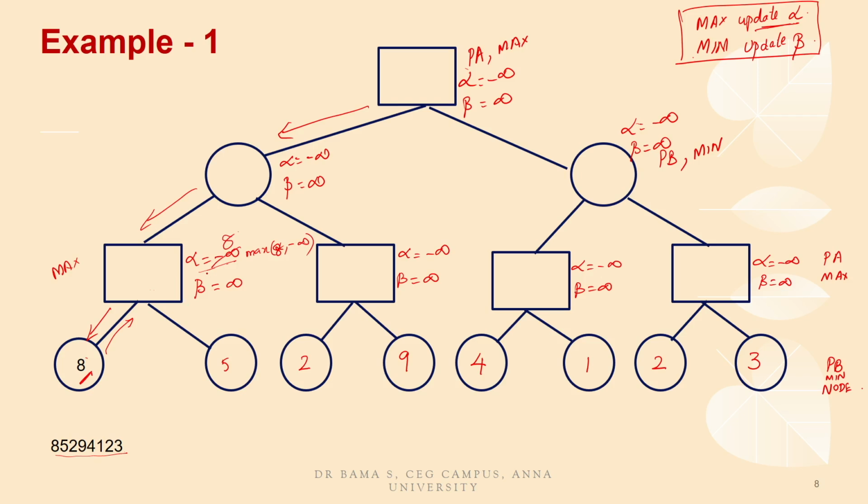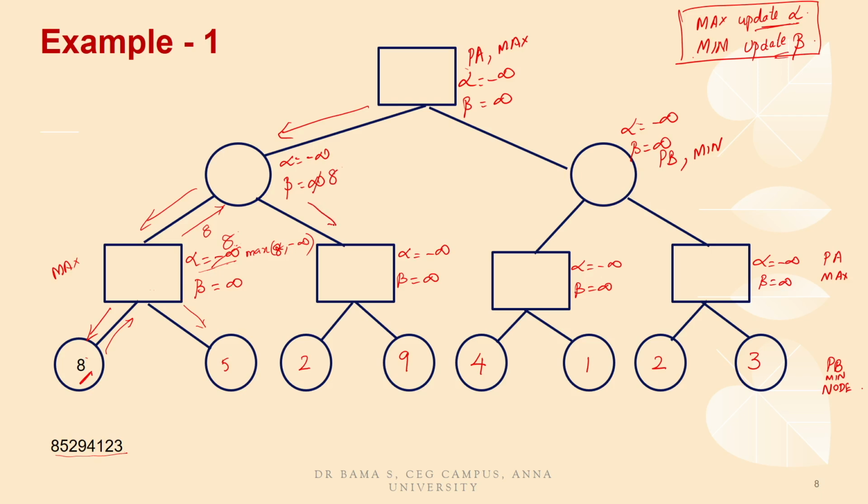So, this value becomes 8, comes down, this is 5, goes up, again alpha is the maximum of 8 comma 5, which is 8. So, this value goes up as 8. Now, this is a min node. At a min node we are going to update beta. So, this beta is going to be 8.